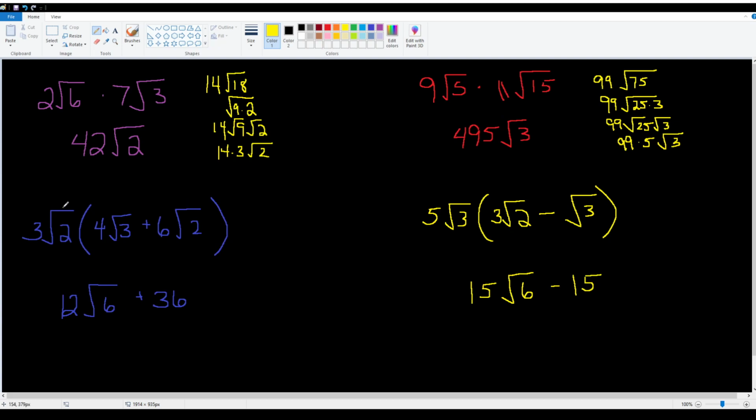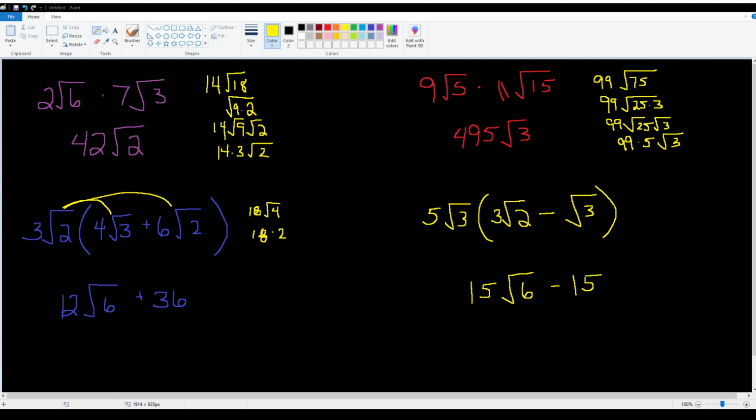Down here, we need to distribute. So 3 times 4 gives us 12. 2 times 3 gives us 6. This can't be simplified, so this stays exactly as is. 3 times 6 is 18. Radical 2 times radical 2 becomes radical 4. But radical 4 is just 2, so 18 times 2. Oh, sorry, 18. My mistake, 18. See? Got to check yourself. 18 times 2 gives us 36.